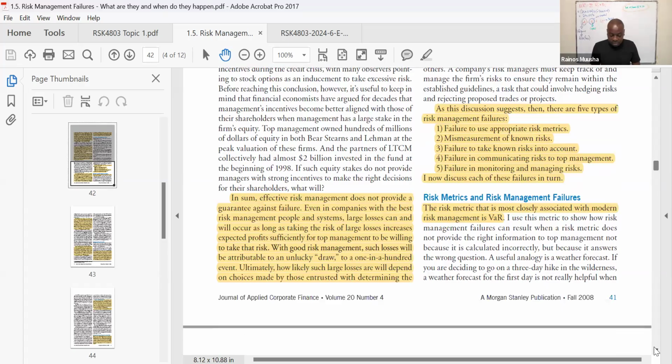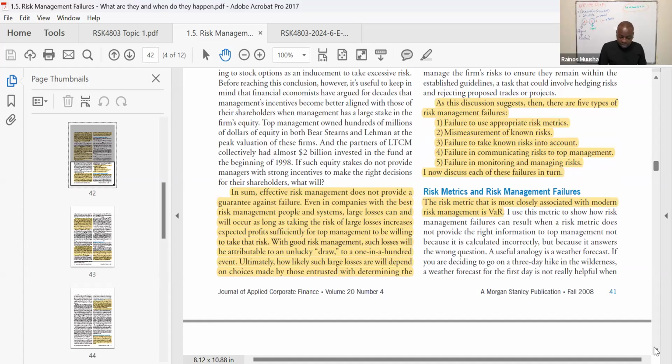And here they say, risk metrics and risk management failures. The risk metric that is most closely associated with modern risk management is value at risk. Please note that for those who are doing market risk, which is RSK4803, we're going to look at value at risk a lot more in depth, in calculating it and even interpreting it as well. That's why we're going to look at it here. We're just going to be introduced to value at risk, but we're not going to go in depth when it comes to analyzing the calculations and so forth.